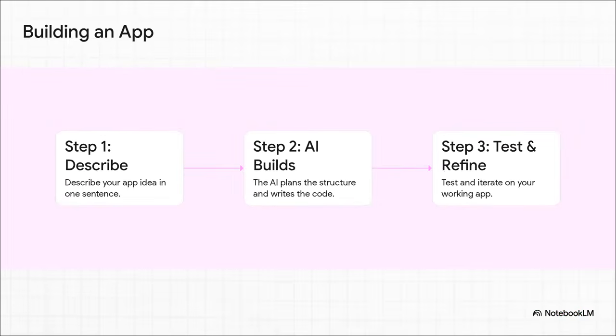The process is, it's almost hard to believe how simple it is. You go into AI Studio. You just describe your idea in plain English. The AI then goes to work. It plans the whole structure, writes all the code, and hands you back a working app that you can start testing and tweaking right away.